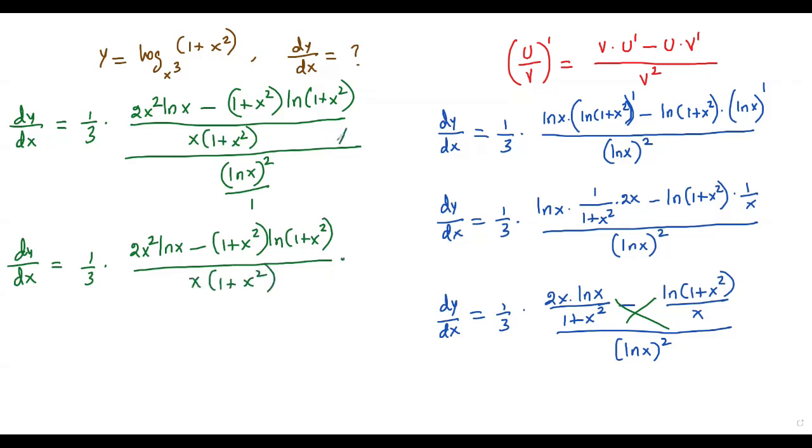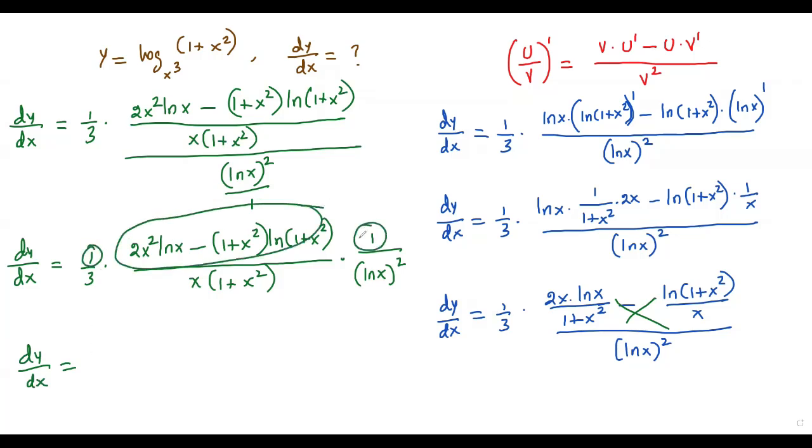So now I change this division over here to multiplication. Then what should I do with this fraction? I have to take the reciprocal. Then I'm getting 1 over (ln x) the whole square. Okay, so then dy over dx equals, so we can multiply the numerator by 1.